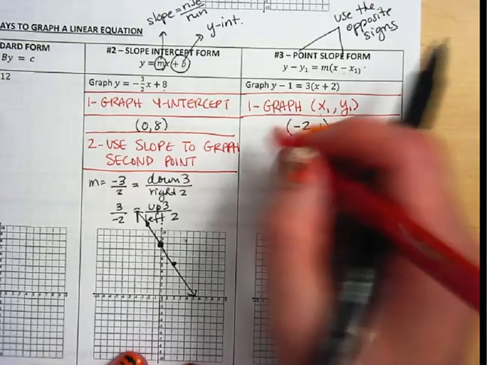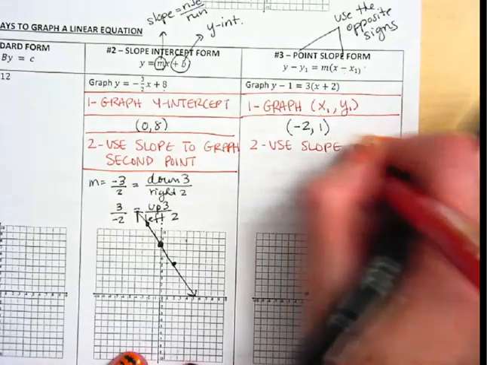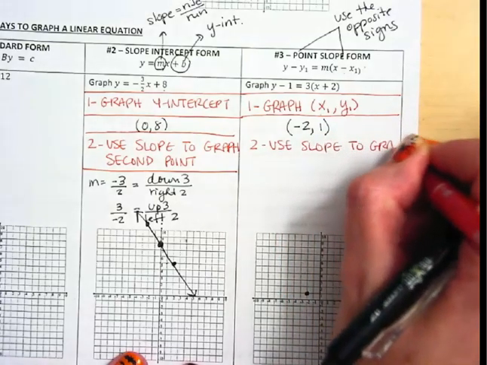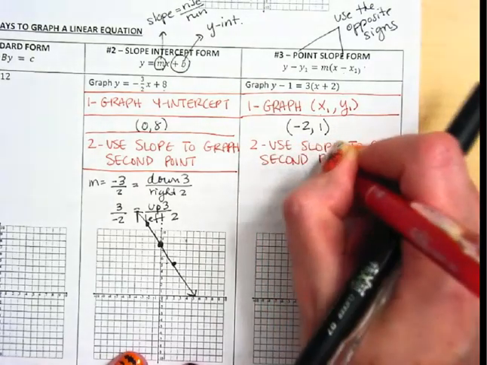And now my second step is going to be the same as the other method. Use slope to graph a second point.